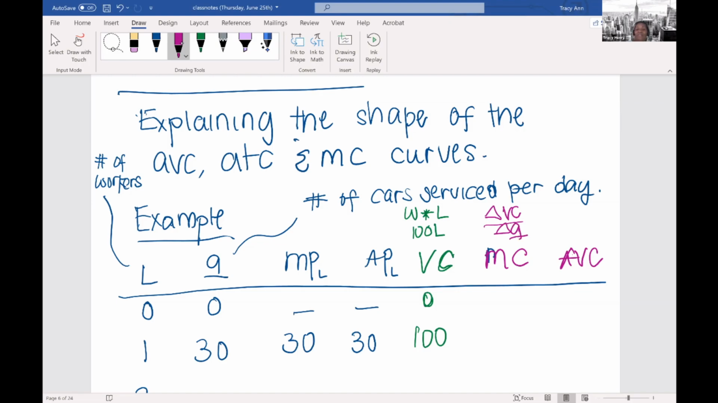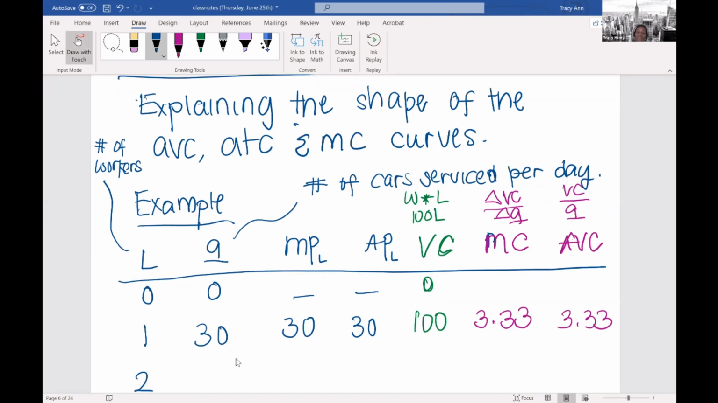And remember, my average variable cost is variable cost divided by quantity. Here, when I hired one worker, I was able to increase my quantity by 30, and the cost of doing that is that I changed my variable cost to 100. So the change in variable cost is 100, and 100 divided by the change in quantity, which is 30, gives me $3.33. Similarly, my average variable cost is 100 divided by 30, so it's also $3.33. Okay, let's get back to this part though. This is what I want to talk about.